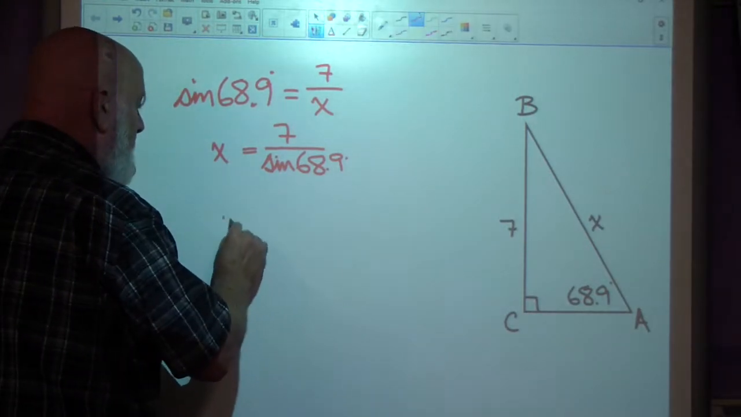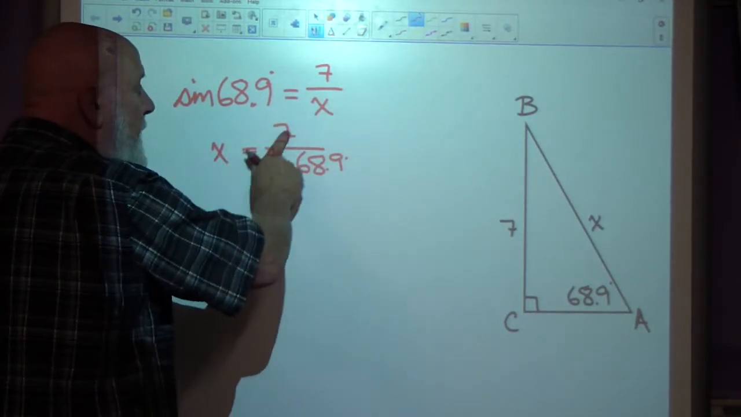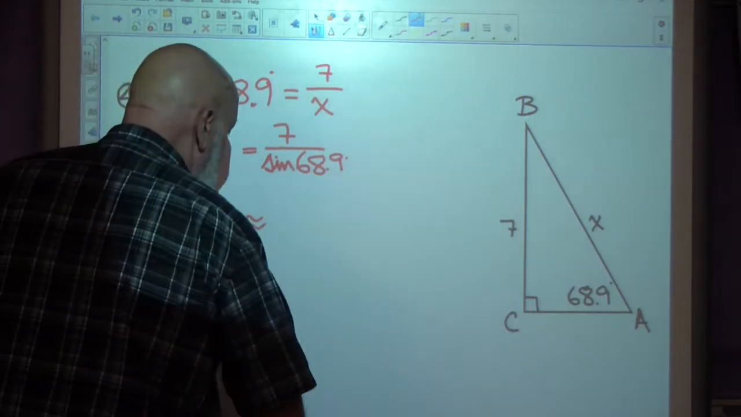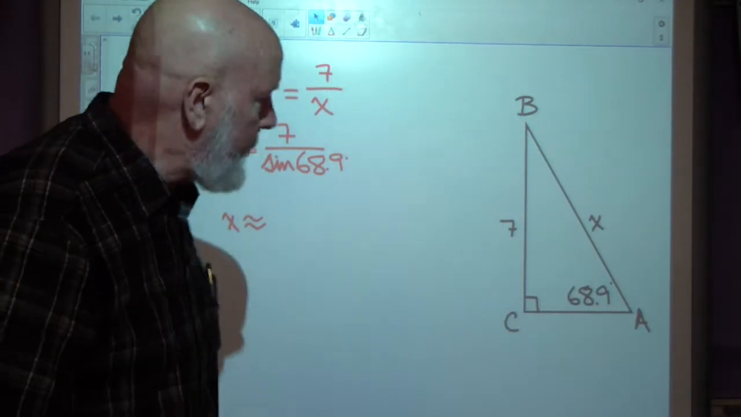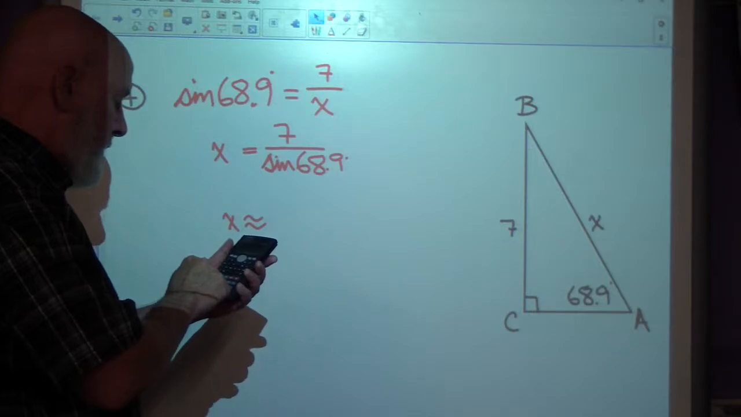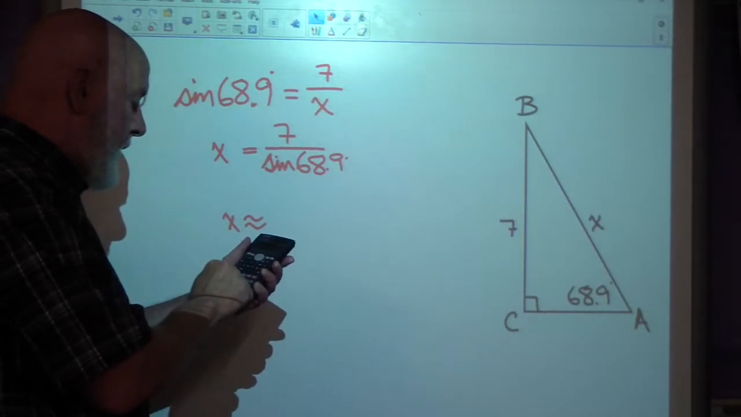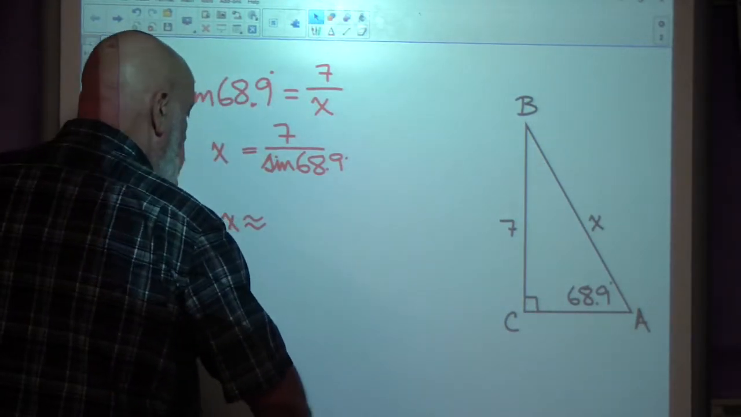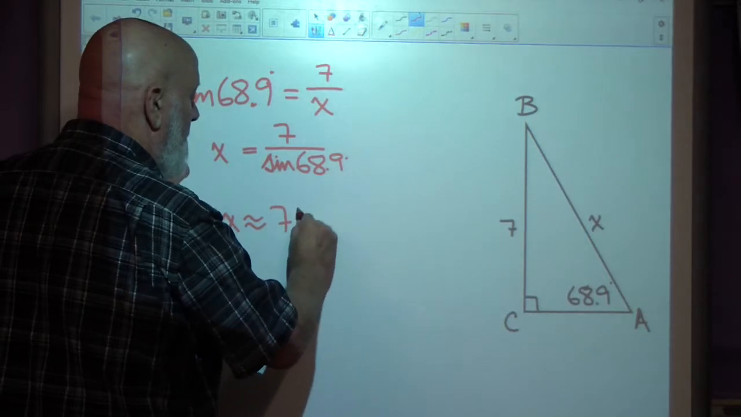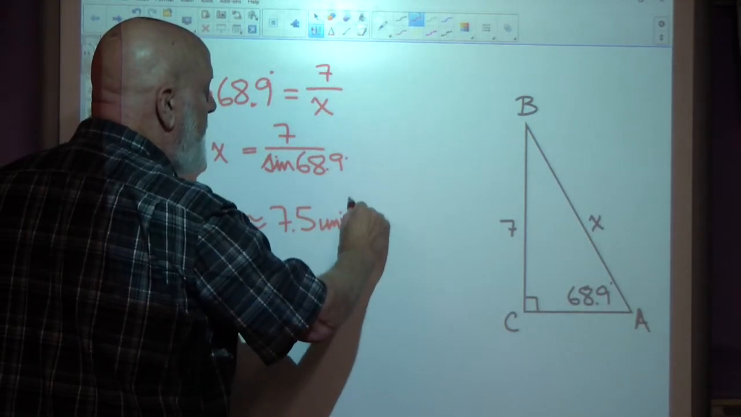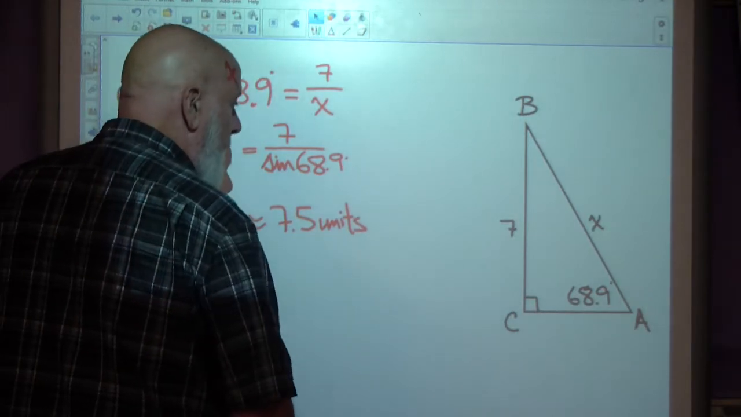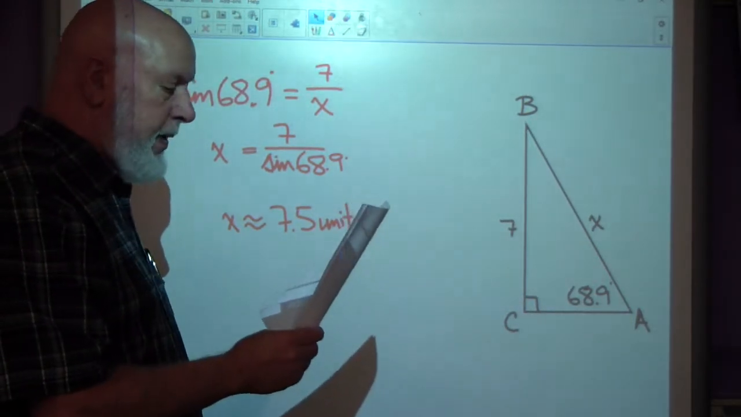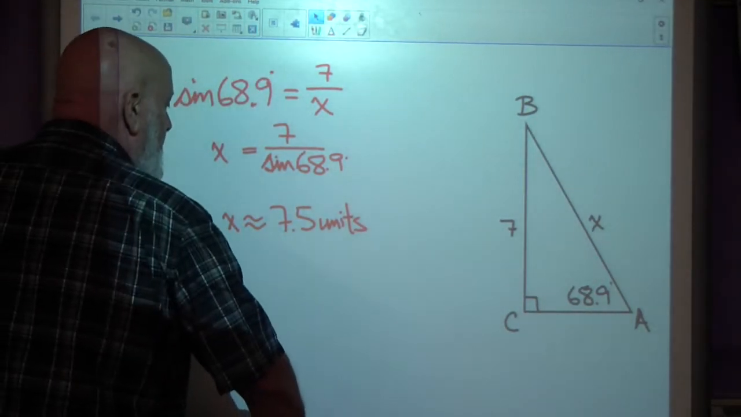I'll say x. This is exactly the length of x. 7 divided by the sine of 68.9 degrees. Now we're going to approximate it. We're going to round it to the nearest tenth because that's what we were asked to do. So I'll say 7 divided by the sine of 68.9 equals about 7.5 units. And those units could be, again, centimeters or kilometers, miles, light years. Let's see if I got that right. 7.5, yay. They're going to be multiple choice, so you just find the right one.